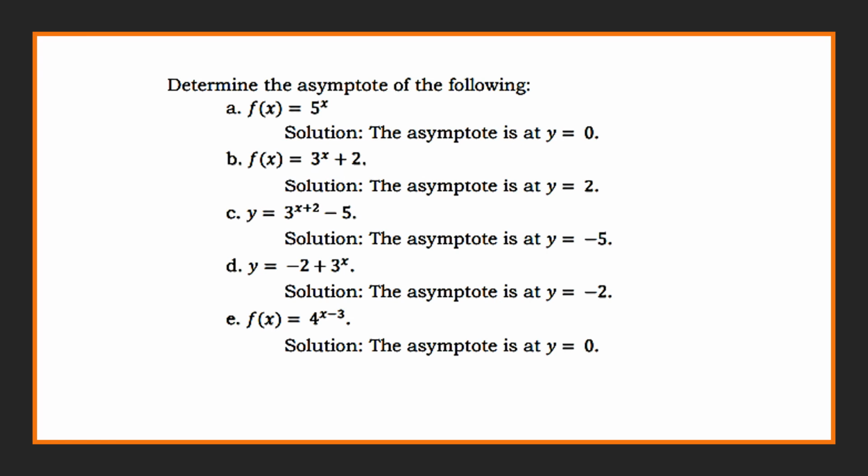5 raised to x, the asymptote is at y equals 0. So, tandaan lang yan. Pagdating ng 3 raised to x plus 2, the asymptote is at y equals 2. 3 raised to x plus 2 minus 5, the asymptote is at y equals negative 5. 3 raised to x minus 2, diba? Or negative 2 plus 3 raised to x, ang asymptote niya, y equals negative 2. 4 raised to x minus 2, 3, y equals 0.